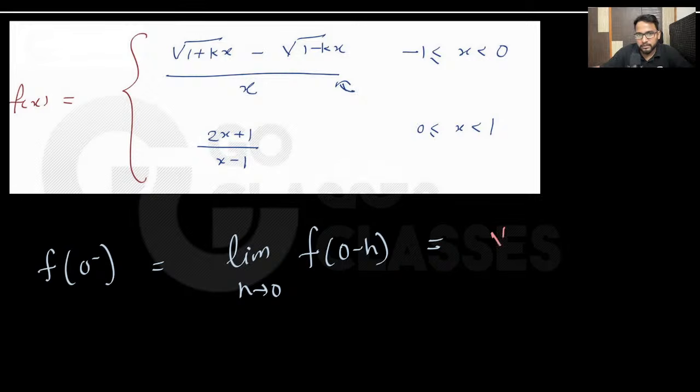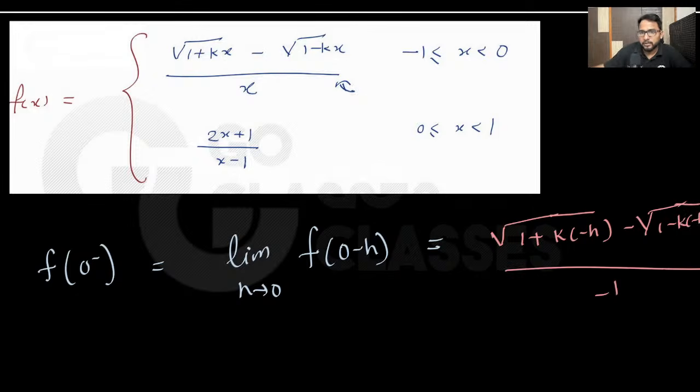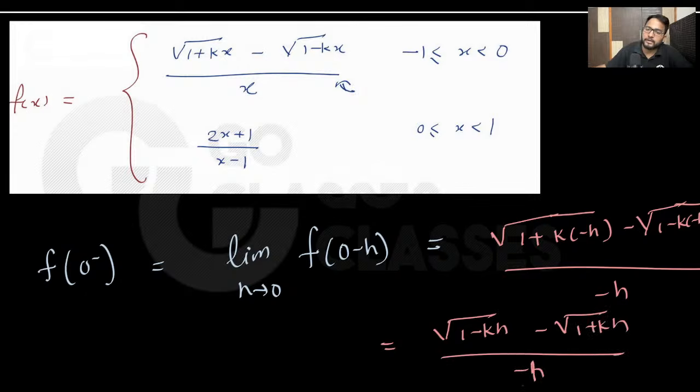So basically this is square root of 1 plus k into minus h, minus square root of 1 minus k into minus h, upon minus h. So this is square root of 1 minus kh minus square root of 1 plus kh upon minus h. Can you solve this? I think you can rationalize and you can solve it.